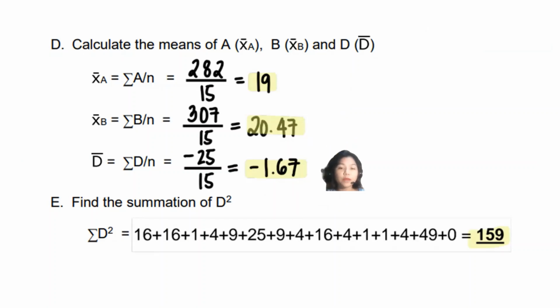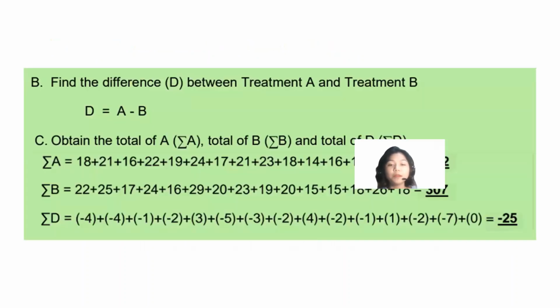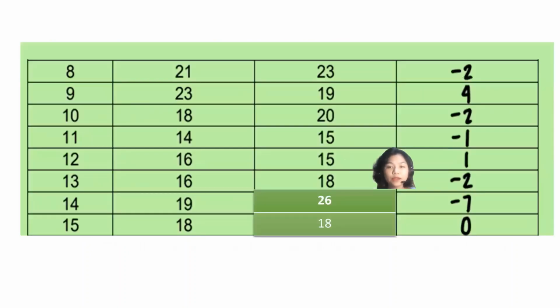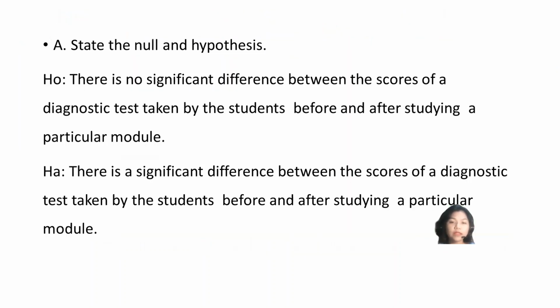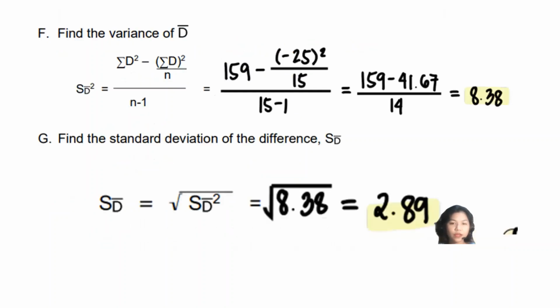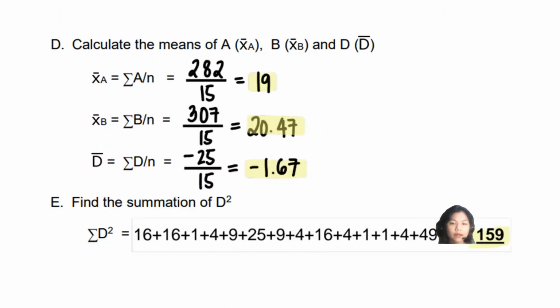We need to find the summation of D squared. So, D squared, this is actually the sum of squares. Let's go back to our values of D. Negative 4 squared is 16, negative 4 squared is 16, negative 1 squared is 1, negative 2 squared is 4, 3 squared is 9, negative 5 squared is 25. These are the values: 16, 16, 1, 4, 9, until we reach the last value. The total answer here is 159.